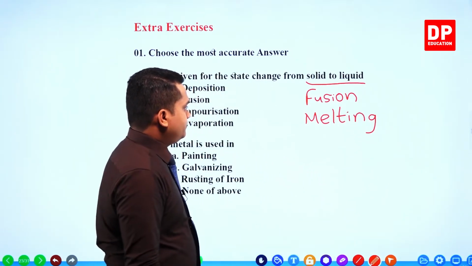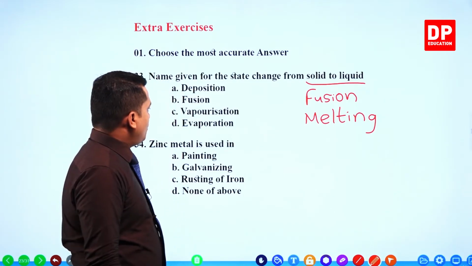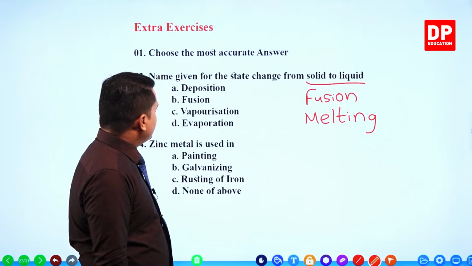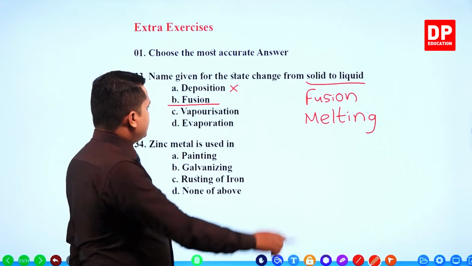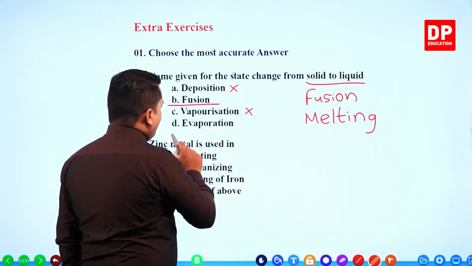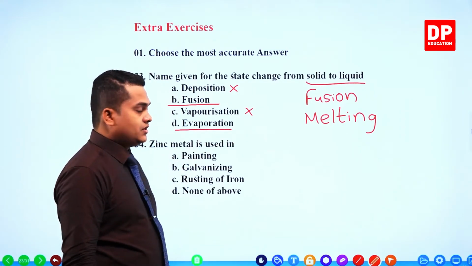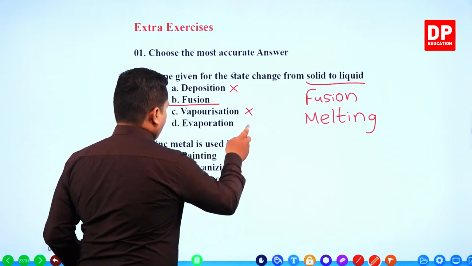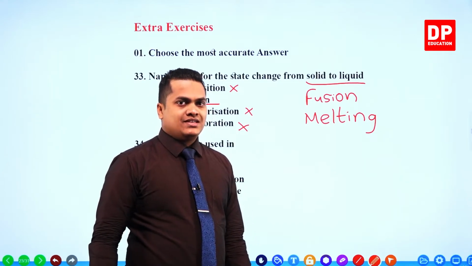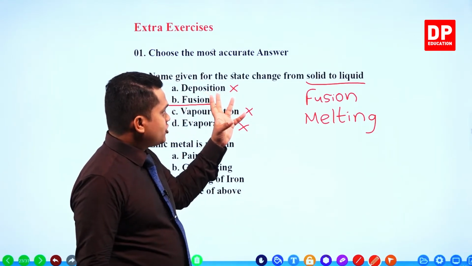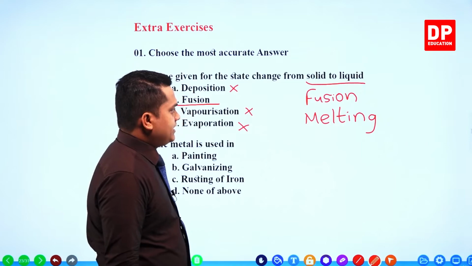Fusion or melting, right? So select the correct answer that has fusion or melting. Deposition, incorrect. Fusion, that is our answer. Vaporization, incorrect once again. Evaporation is also incorrect. So the correct answer would be fusion. Fusion is the correct answer for the state change from a solid to liquid, right? Fusion or melting.